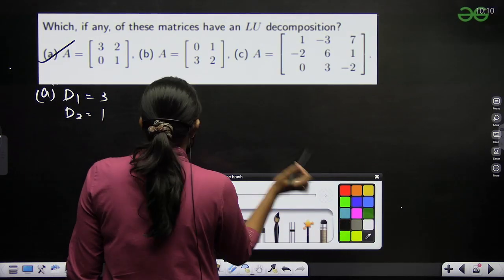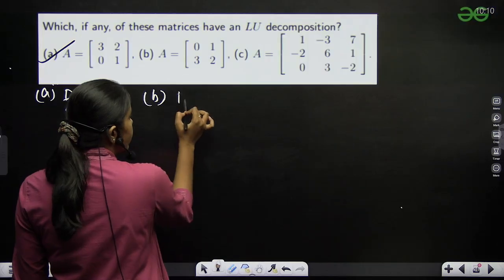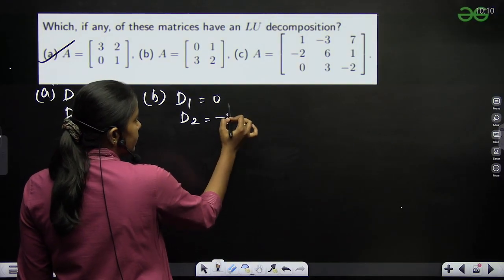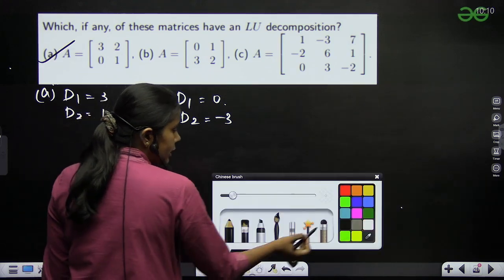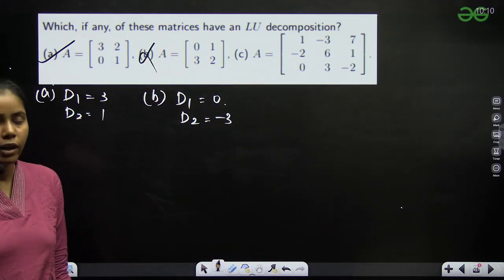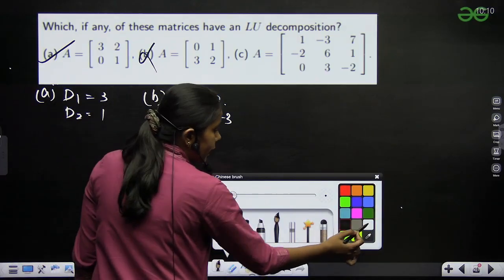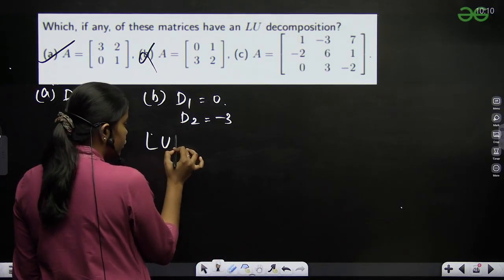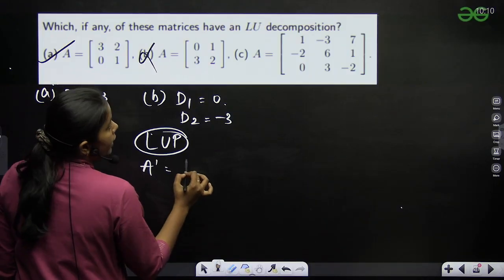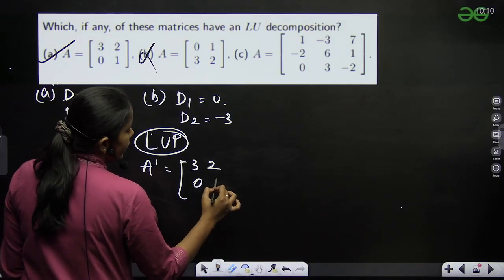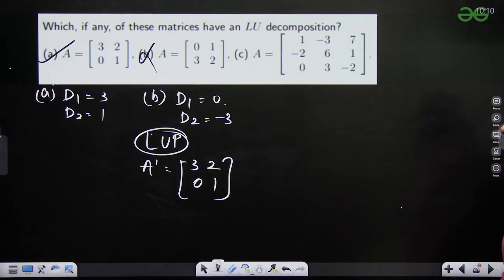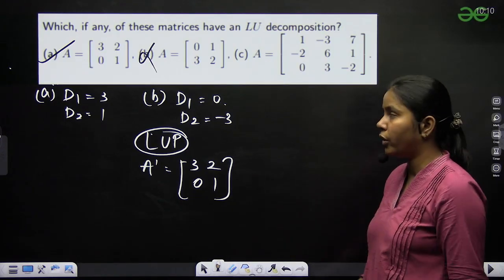But when I solve this B part, D1 is 0 and D2 is minus 3. So the first leading minor is 0, so it does not have LU decomposition. But if I try to form the LUP decomposition, that would exist, because I'll make this matrix A dash. A dash would be 3, 2, 0, 1. I'll interchange the rows. Now its decomposition exists, right? So that is my LU permutation.